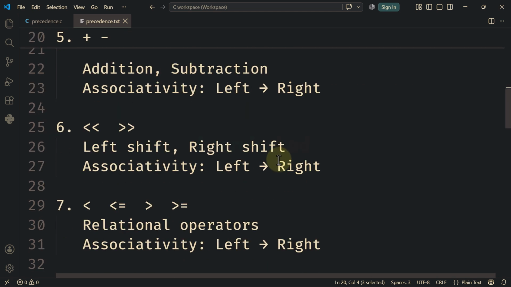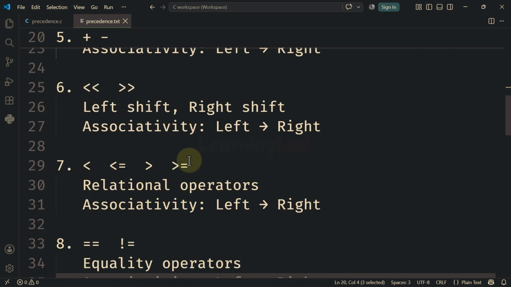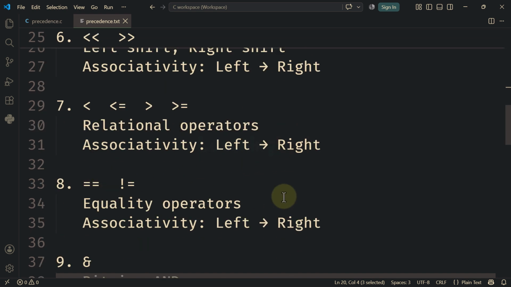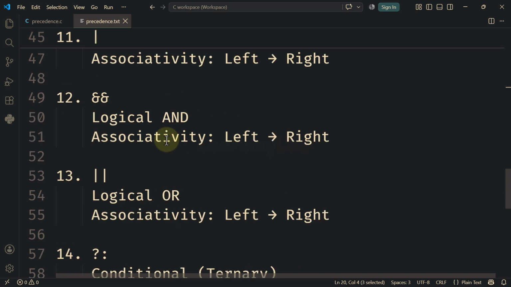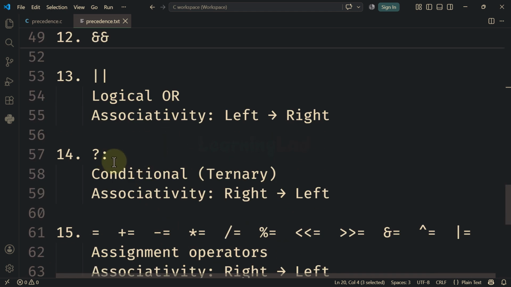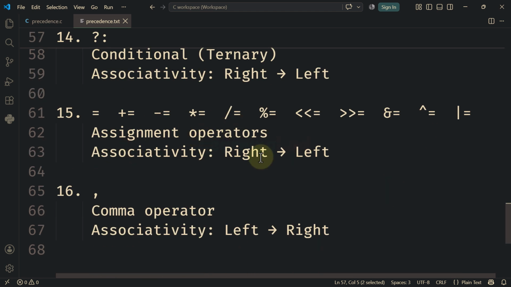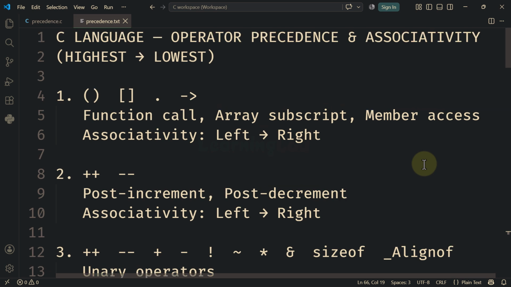After that, we have the left shift, right shift, then the relational operators, then equality operators, then some bitwise operators, then some logical operators, then the ternary operator. Again, we will learn about that later in this video series. And then we have assignment related operators and then the comma operator. So if an operator has higher precedence, it will be evaluated first.